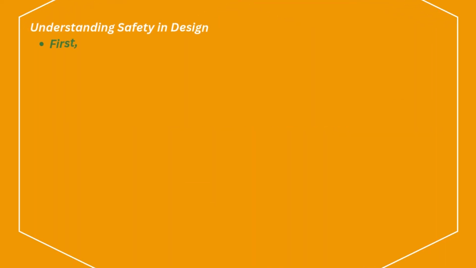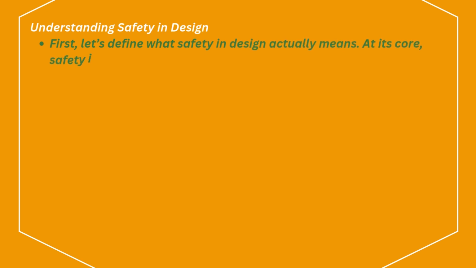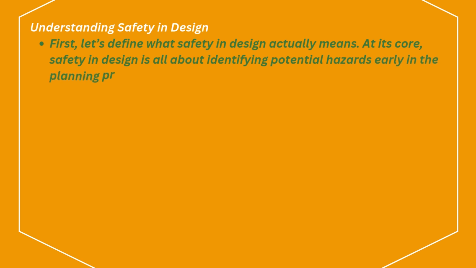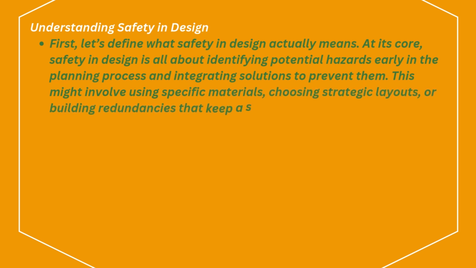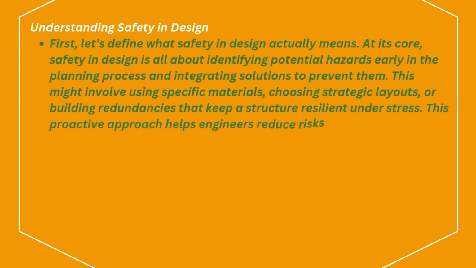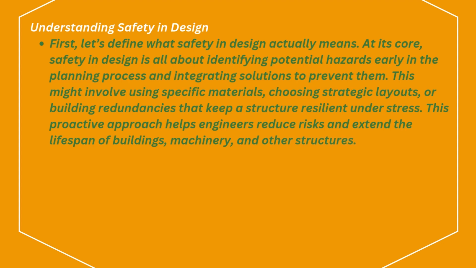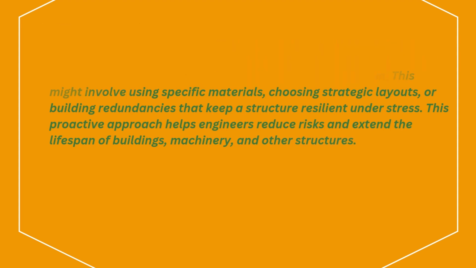Let's find out. Understanding safety in design. First, let's define what safety in design actually means. At its core, safety in design is all about identifying potential hazards early in the planning process and integrating solutions to prevent them. This might involve using specific materials, choosing strategic layouts, or building redundancies that keep a structure resilient under stress. This proactive approach helps engineers reduce risks and extend the lifespan of buildings, machinery, and other structures.